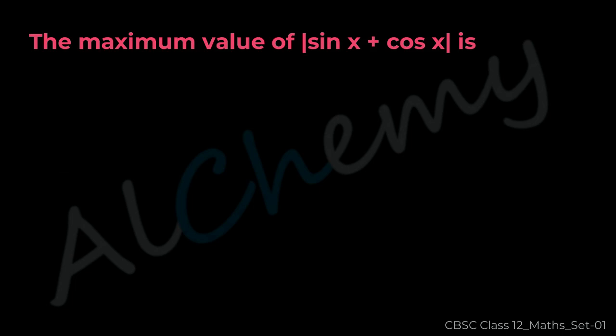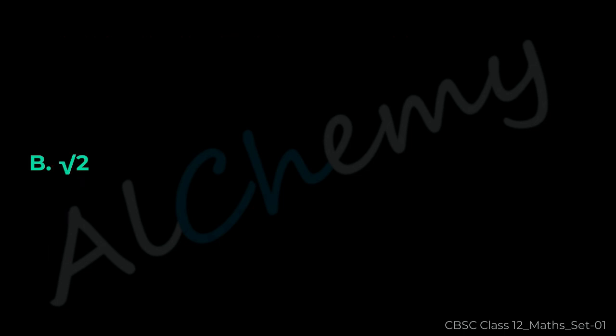Question 53. The maximum value of the absolute value of sin x plus cos x is: A: 1, B: square root of 2, C: 2, D: 0. The correct answer is B, square root of 2.